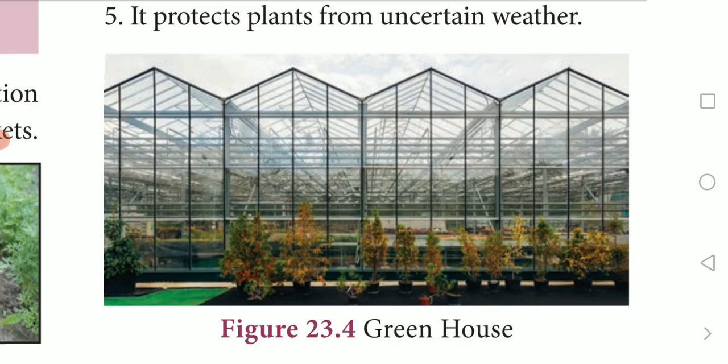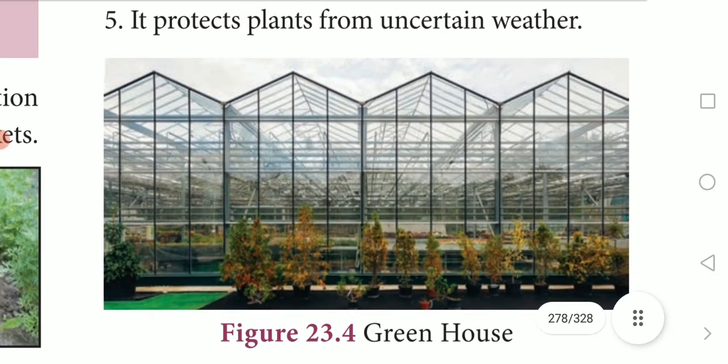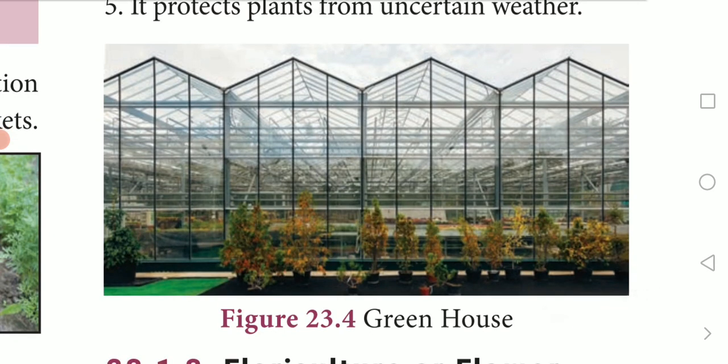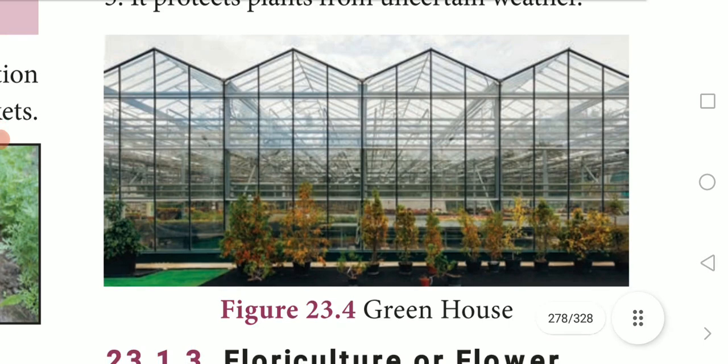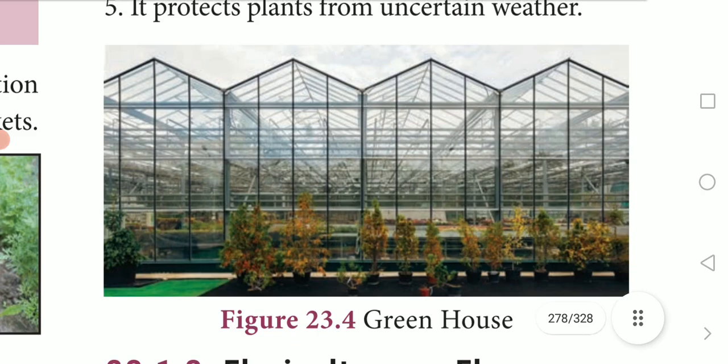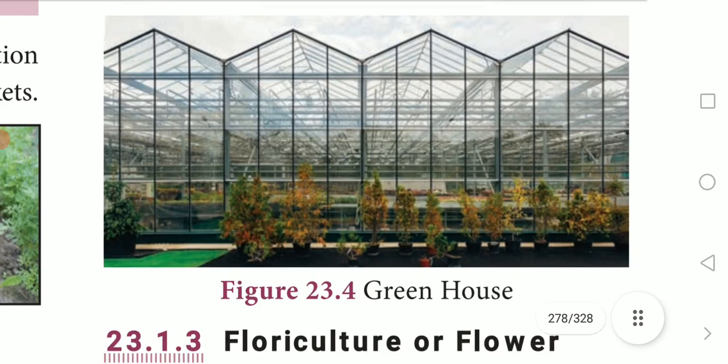It is a framed structure, first of all, covered with a transparent material to grow crops under a partially or fully controlled environment. Partially means half, or it may be fully controlled with environmental conditions, to get optimum growth as well as productivity. It is a fast growing sector in agriculture worldwide.